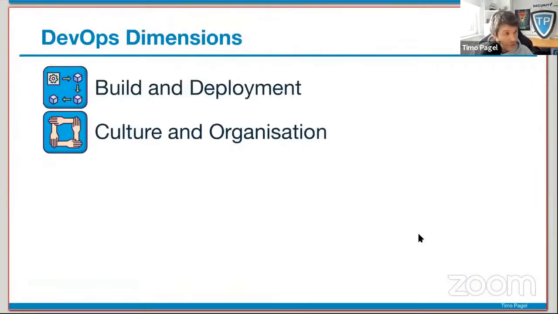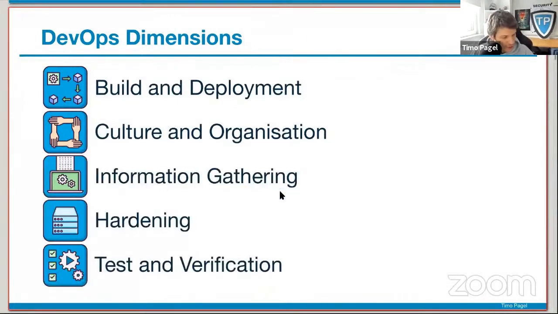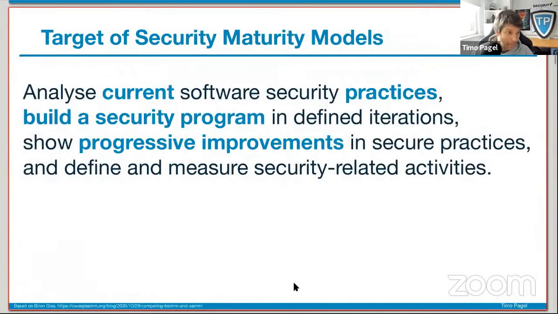So what is DevOps? DevOps, from my point of view, has the following dimensions. There is build and deployment, which is focused on building and deployment of applications or infrastructure. Then we have culture and organization, information gathering, hardening of, for example, a cluster, infrastructure, and test and verification.